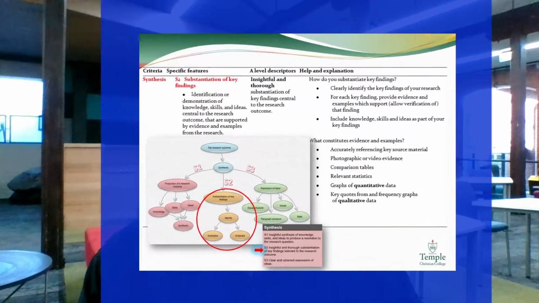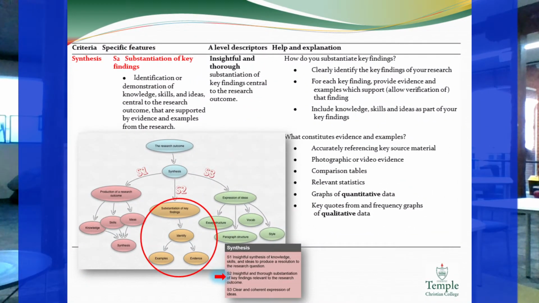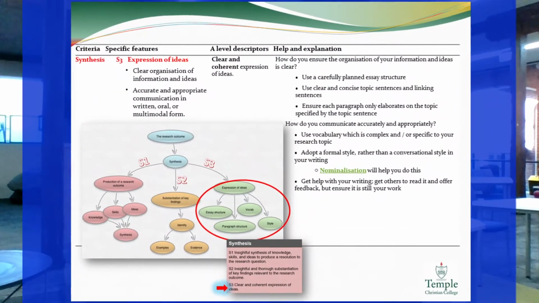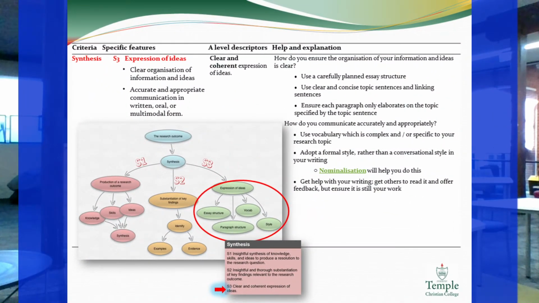Likewise, this is looking at S2. So S2 is substantiation, an A-level descriptor, and the help and explanation to help you achieve an A grade level in substantiation. And finally, in S3, again the same format: what the specific features are, an A-level descriptor, and the help and explanation to help you achieve an A level for expression of ideas.